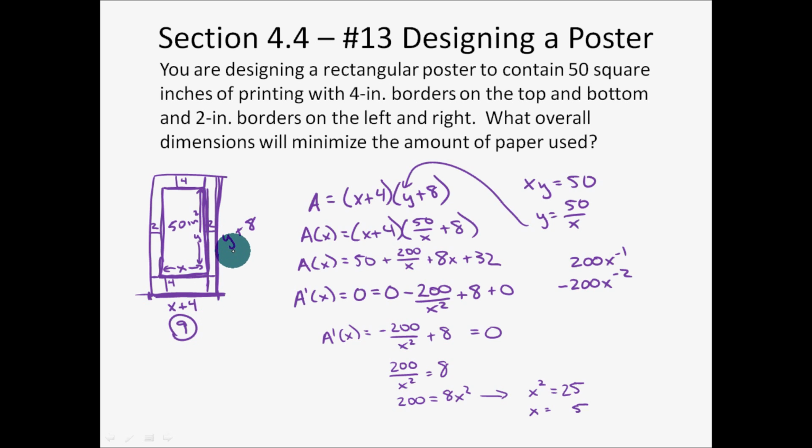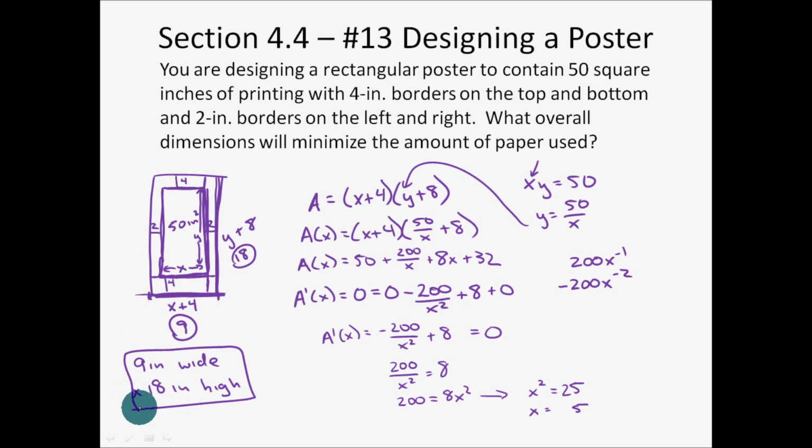And let's figure out the height. So we have to figure out y first, right? So let's take this 5 and plug it in right here. So 5 times y equals 50. We can now see y equals 10. So 10 plus 8 is 18. Alright, so our poster is 9 inches wide by 18 inches high.